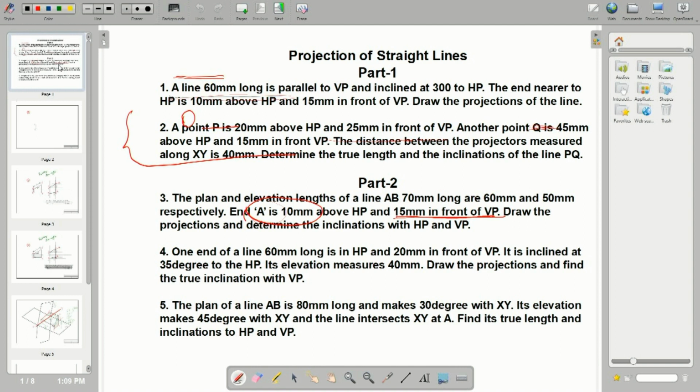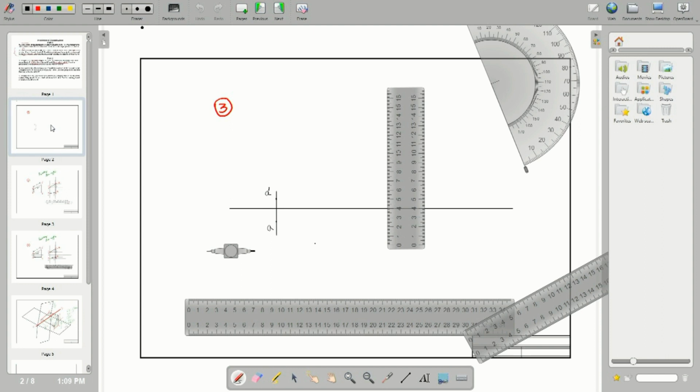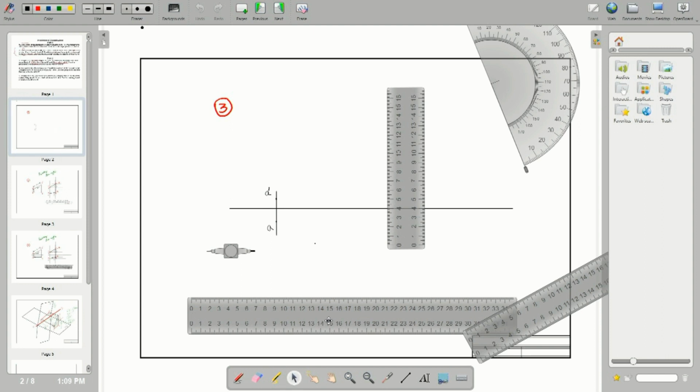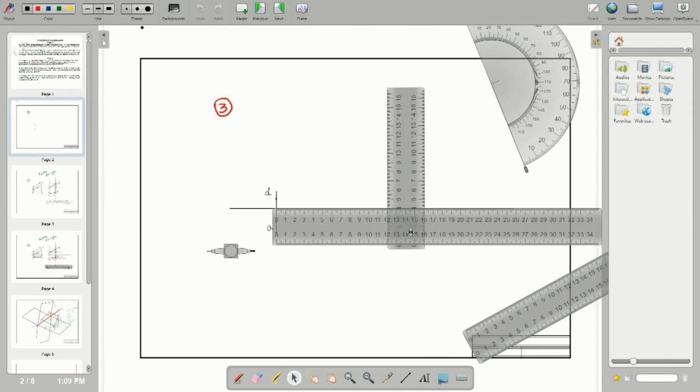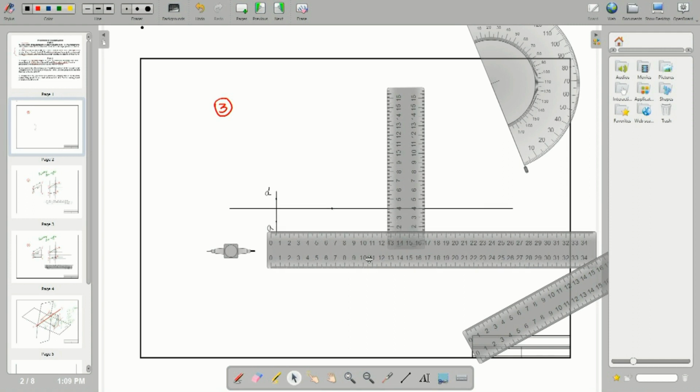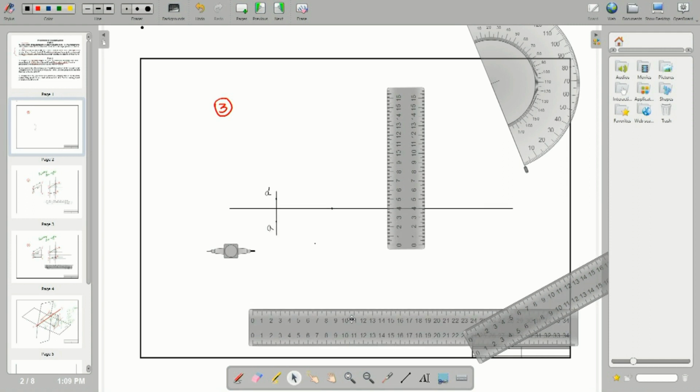So, the plan length is 60 mm. So, 60 mm means while looking from above, the true object of 70 mm long, looked at from the top, looks like 60 mm. So, here we have to mark 60 mm. By using the scales, we have to mark 60 mm.